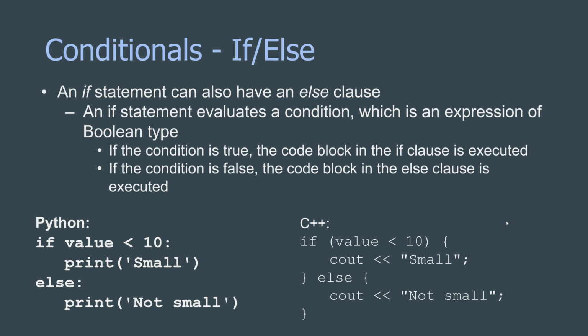All right, another option. Sometimes we want to execute code only when a condition is true and then do nothing when the condition is false, so the if statement is perfect for that. But other times we want to do one thing if the condition is true, and we want to do a different thing if the condition is false.